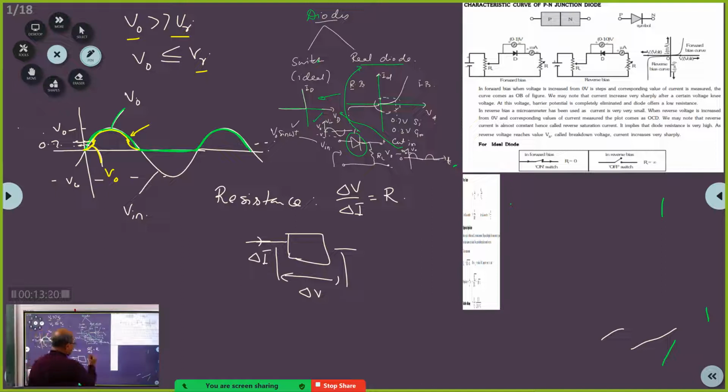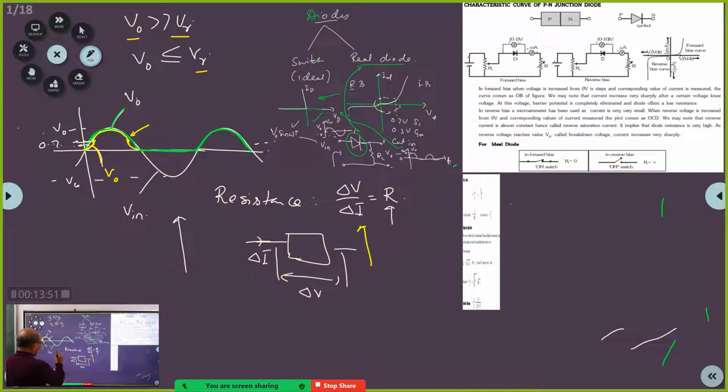And if this value, this R, is constant over a particular range, then in that range we can say this device is behaving like an ohmic device. Got it? And from a mathematical and geometrical point of view, delta V by delta I represents the slope of the curve.